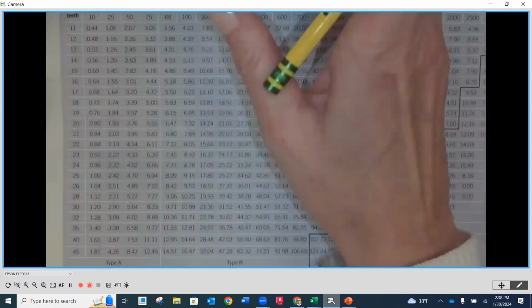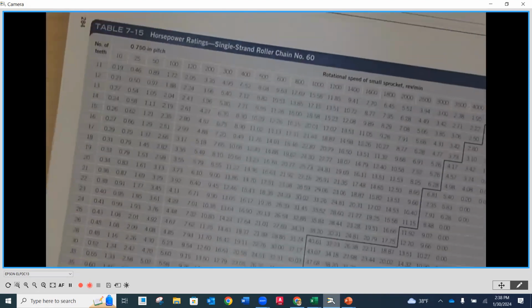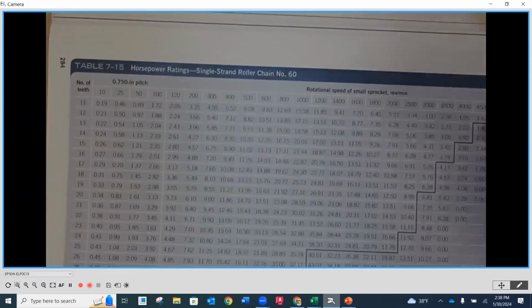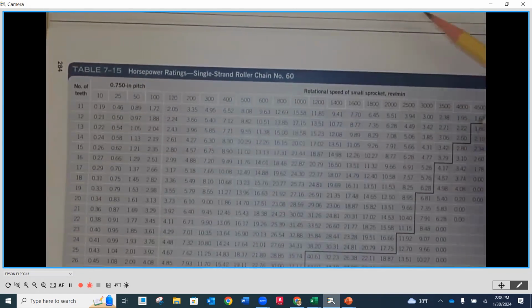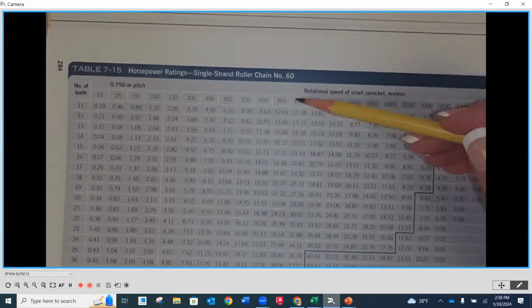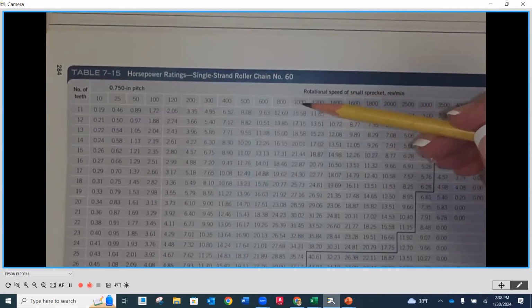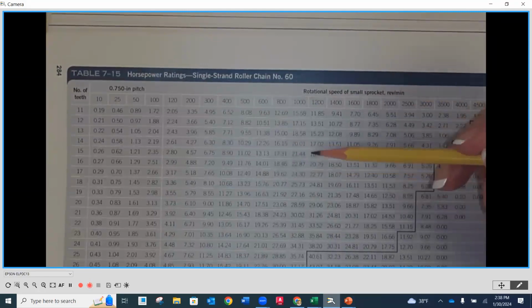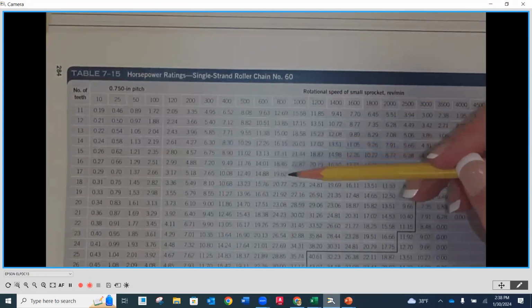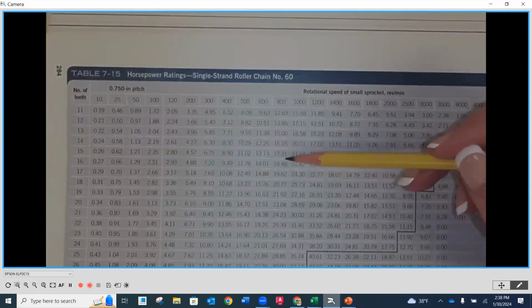So we're going to turn the page because the next chart is a bigger chain. It's number 60 and it's 0.75 pitch. So it's gotten a little bit bigger by a quarter of an inch. We're going to go down, it's in between here, between 800 and 1000, and we're going to see, do we see 21s right about here? We start to see 21s on one side or the other, right?